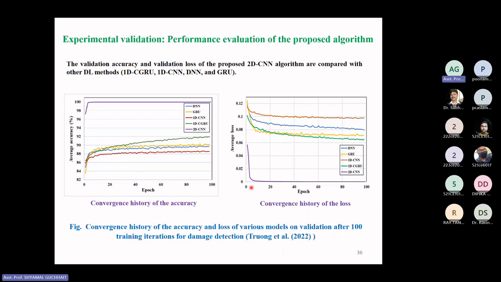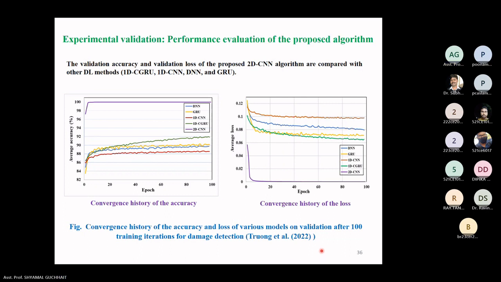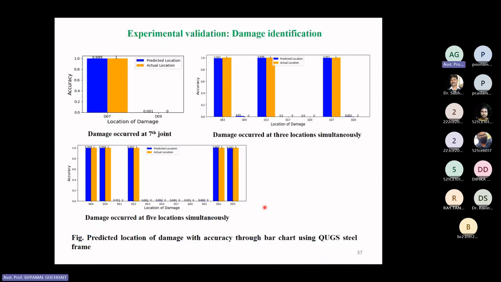So we can see that our proposed 2DCNN algorithm is very much capable of detecting the damage positions for the numerical case. We also validated our algorithm with experimental data collected from the experiment on the steel frame. The next slide shows how our algorithm is capable of detecting the damage.